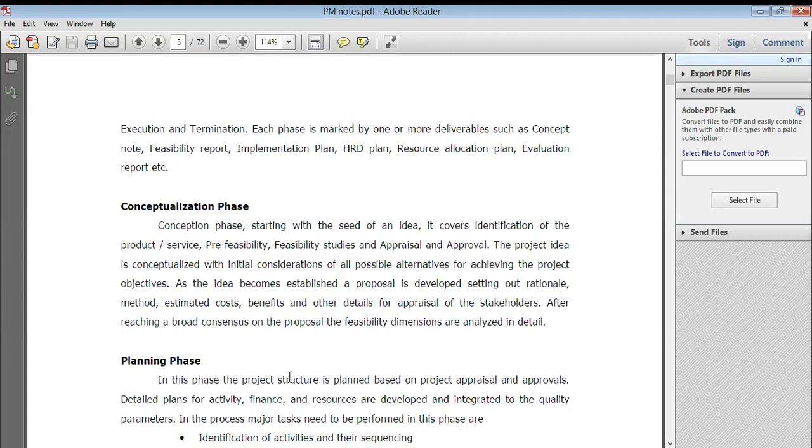The project idea is conceptualized with initial consideration of all possible alternatives for achieving the project objectives. Every day you need to fix your objective, prepare your goal and achieve that goal on a day basis. As that idea becomes established, a proposal is developed, setting out the rationale, method, estimated cost, benefits and other details for appraisal by the stakeholders. And after reaching a broad consensus on the proposal, the feasibility dimensions are analyzed in detail.